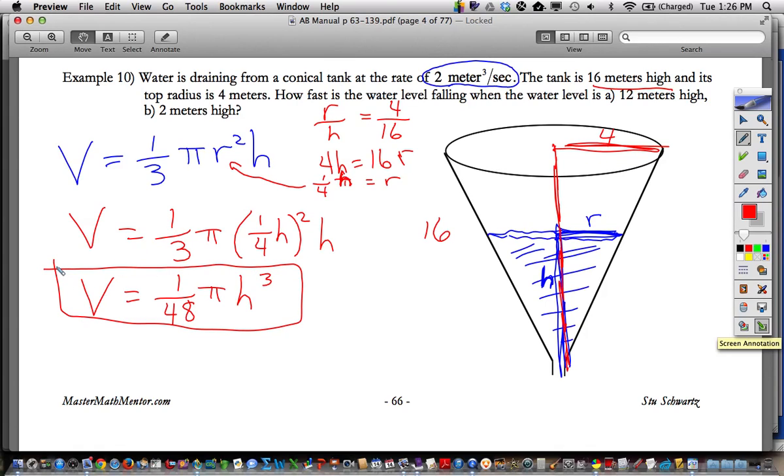Now you can do your derivative, dV/dt, or your V prime. You'll end up with an H prime and an H in there, and you can plug your numbers in. I won't finish this one, but it says, when the water is 12 meters high, well, that'd be your H. Your H prime is what you're trying to find. And V prime in this one, is it 2 or -2? Because water is draining out, the volume is decreasing, so V prime would be negative. And so H prime, your answer should end up being negative because the water level's dropping.